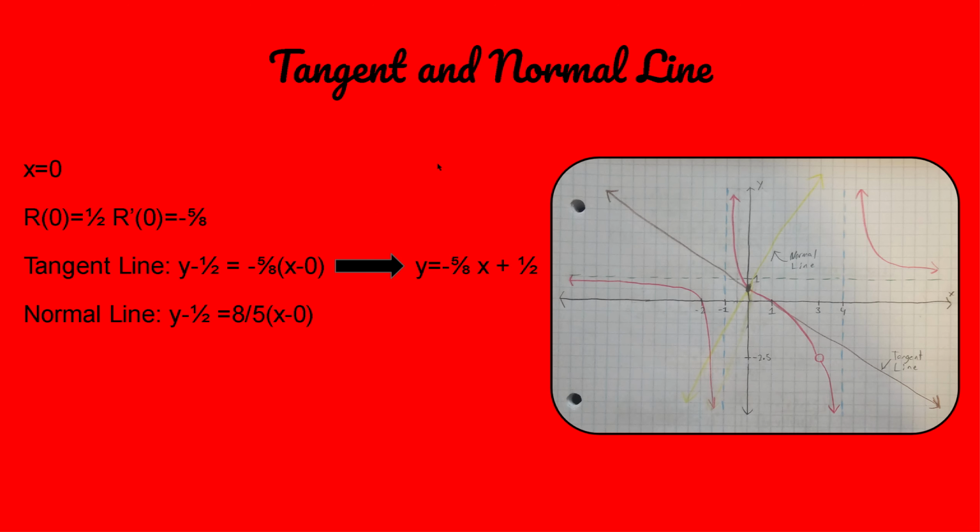So the tangent and normal line. I chose a point x equals 0, and I plugged it into our function and got 1/2, which is our y value. Then I used the derivative function. I plugged in 0 into there, and I got negative 5/8. For our tangent line, if we input all this into the point-slope formula and simplify a little, we get the slope-intercept form, which is y equals negative 5/8 x plus 1/2. And our normal line uses the negative reciprocal slope, and we left that in point-slope form. This is the graph here. We can see the tangent line touches the curve right there, and the normal line is perpendicular to it.